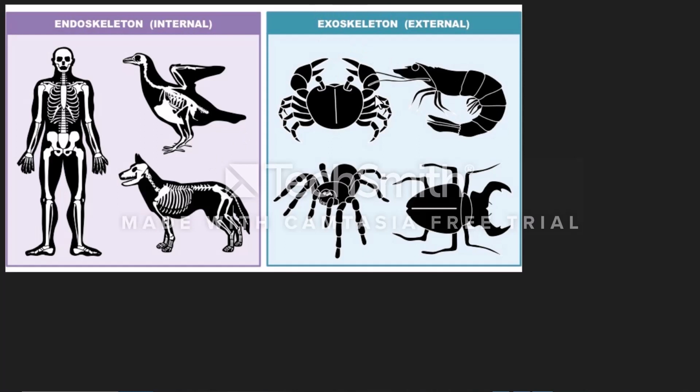Exoskeletons are found in crab, shrimp, spiders, and insects, basically. And the exoskeleton is external. It's the external skeleton system, and they're made out of chitin and calcium carbonate and provide protection to creatures and crustacea. Okay.